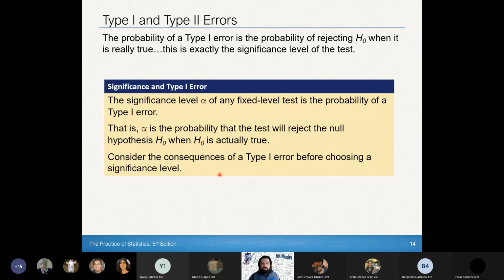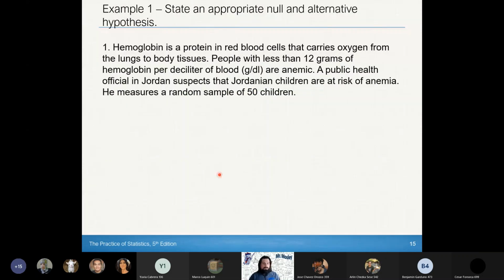So then we're going to look at some examples of how to apply what we just saw. In our first example and the second example, we want to state an appropriate null and alternative hypothesis. That's kind of the first step. We need to be able to identify the claims and what we're trying to show. So hemoglobin is a protein in red blood cells that carries oxygen from the lungs to body tissues. People with less than 12 grams of hemoglobin per deciliter of blood, grams per dL, are anemic.